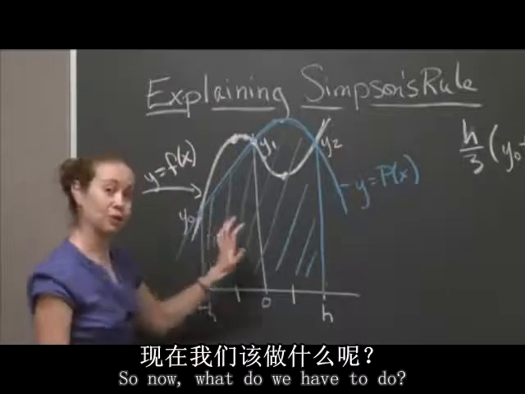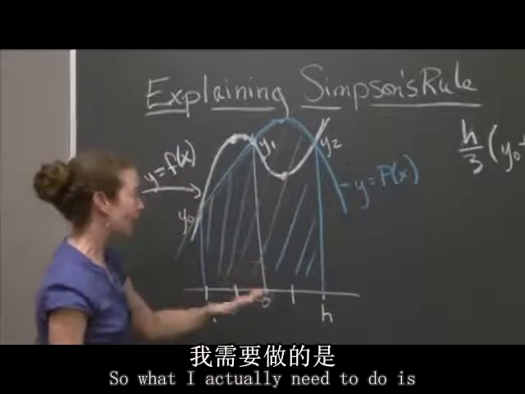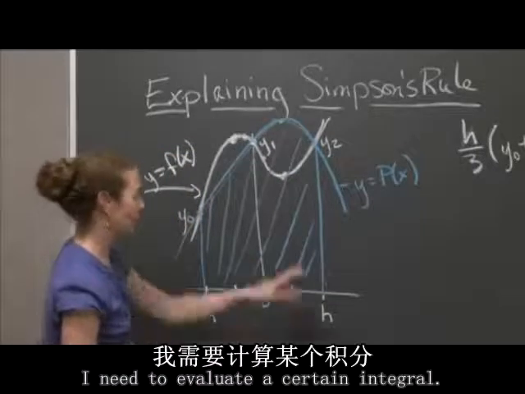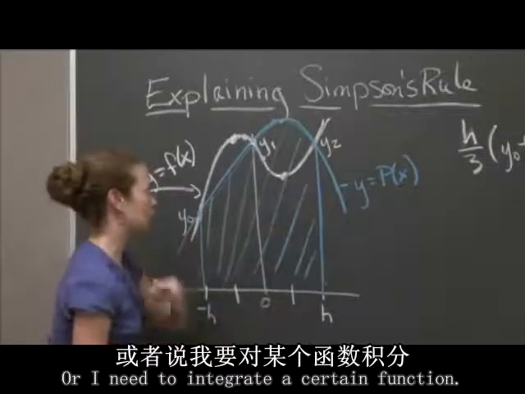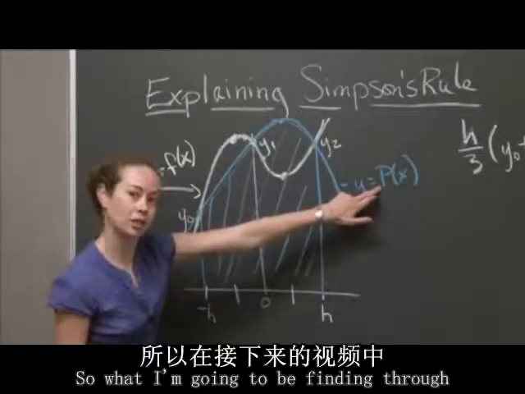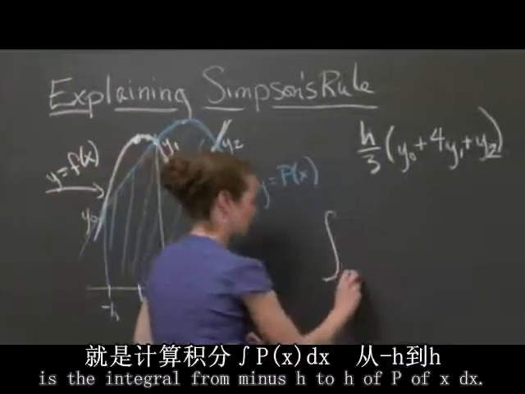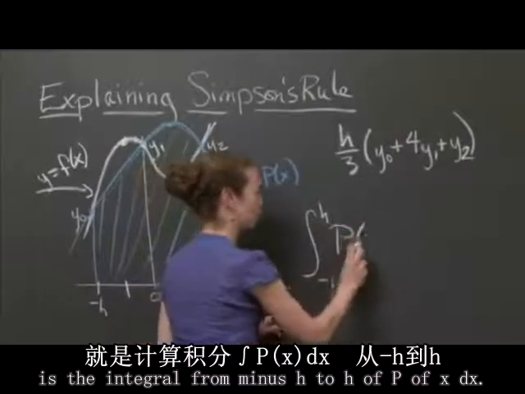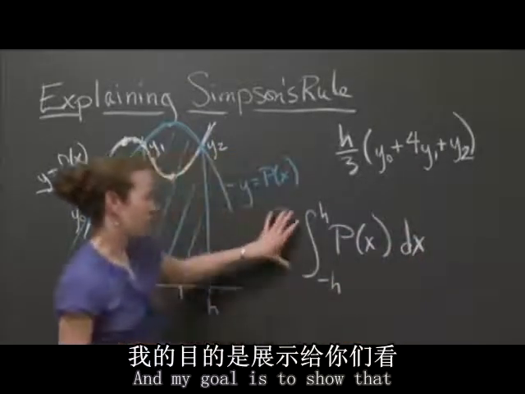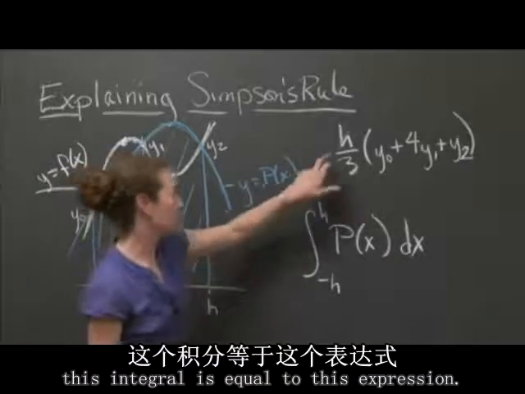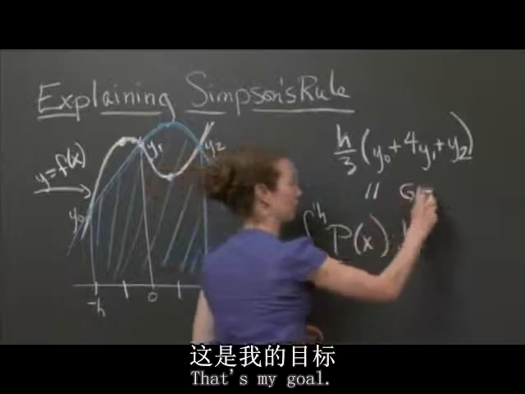So now what do we have to do? Remember, what's our goal? Our goal is to figure out where the coefficients come from. So what I actually need to do is I need to evaluate a certain integral, or I need to integrate a certain function. I need to integrate p of x. So what I'm going to be finding through the rest of this video is the integral from minus h to h of p of x dx. And my goal is to show that this integral is equal to this expression. I want to show that these are equal. That's my goal.